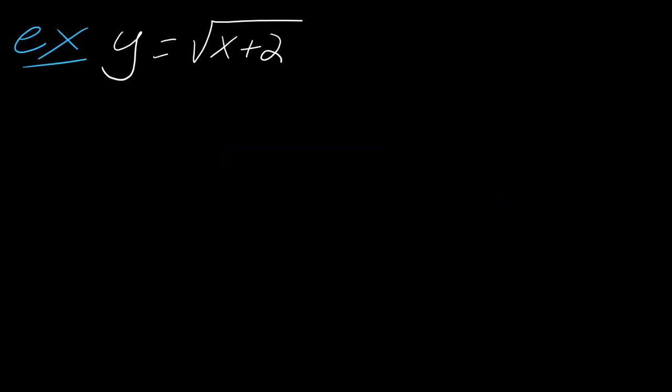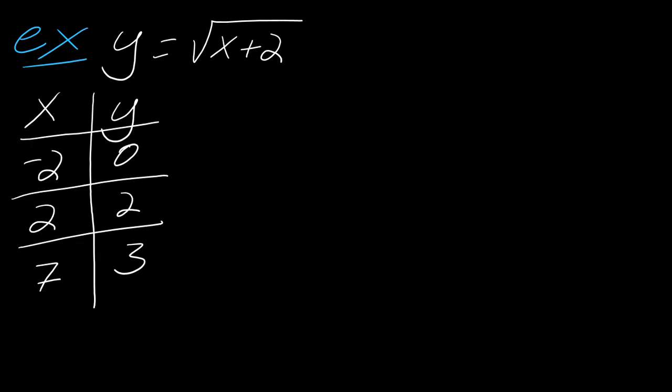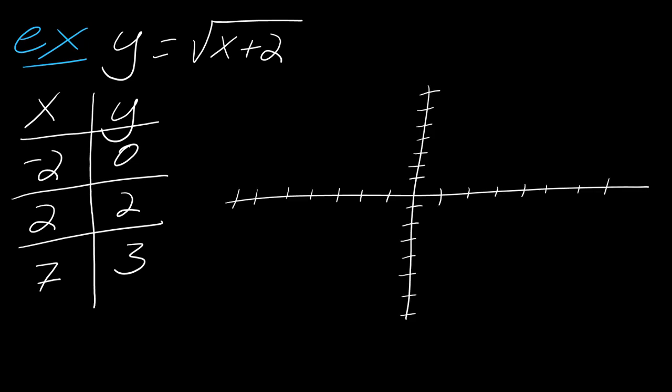Okay, so starting with the first example, let me bring back that table. And let me just draw some graph paper. Okay, and now I can just go ahead and plot some points, right? So I've got -2, 0, so that would go right here. 2, 2 is going to go right here, and then 7, 1, 2, 3, 4, 5, 6, 7, and then up 3, somewhere around here.